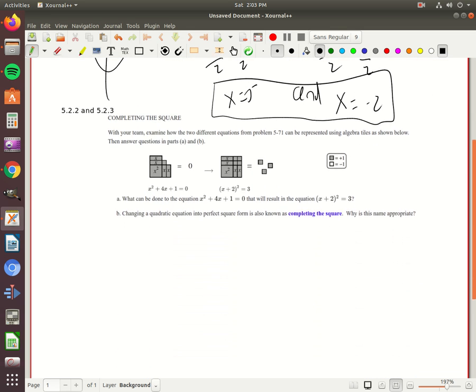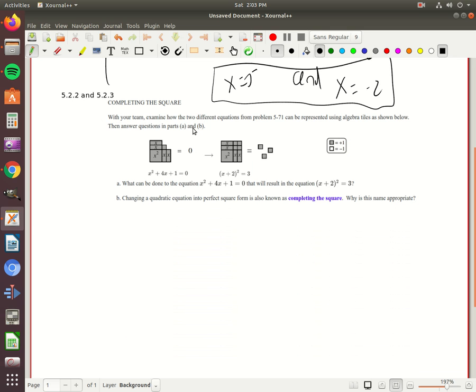All right, 522 and 523 is completing the square. Like I said at the beginning of the video, we're not going to use completing the square to get the x-intercepts, although you can. But completing the square essentially looks like this. If I have x squared plus 4x plus 1, think of algebra tiles: x squared plus 4x plus 1, right? If I add 3 to both sides, if I add 3 more blocks over here, I'll get a perfect square.